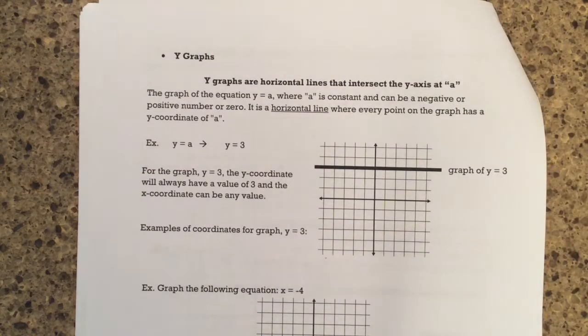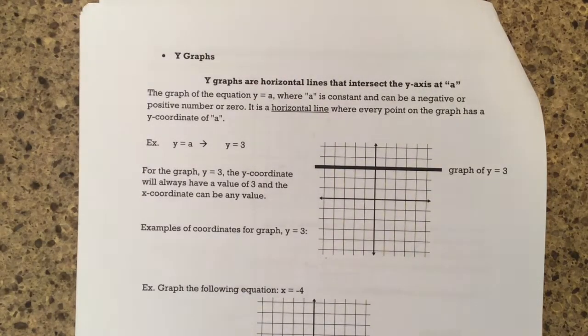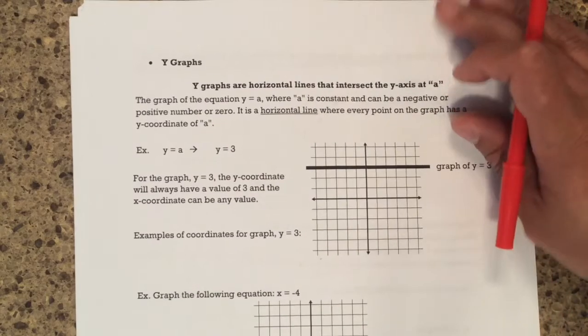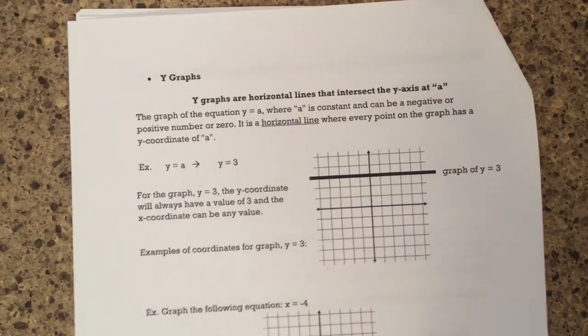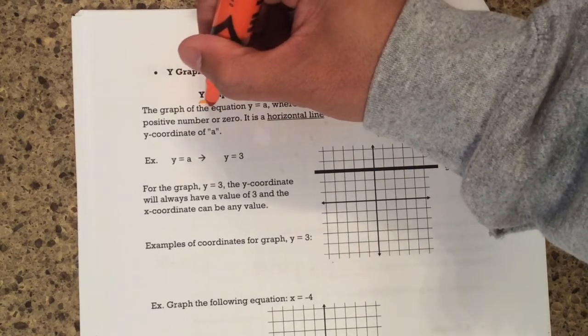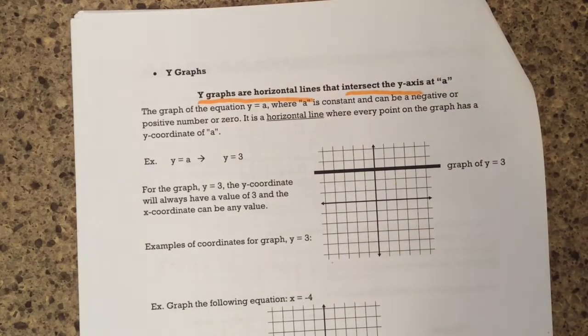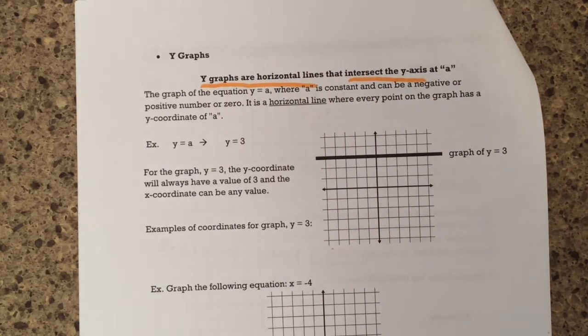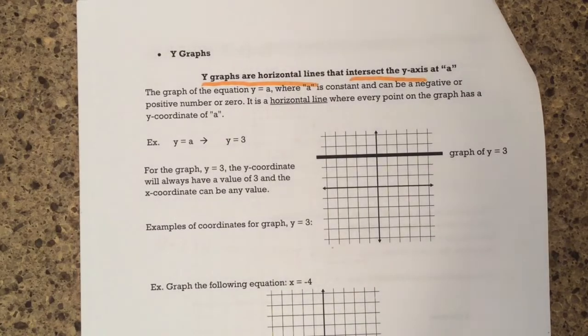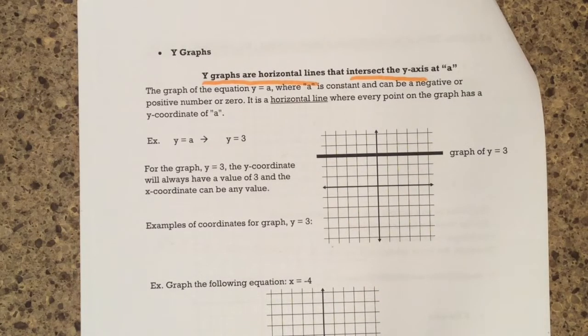Okay, let's go into the next page. So we looked at x graphs. Now let's take a look at y graphs. All right. So it's basically the opposite of x graphs. Y graphs are horizontal lines. Horizontal lines that intersect the y-axis at A, any value of A. The graph of the equation y equals A, where A is the constant, can be a negative or positive number or even 0. It is a horizontal line where every point on the graph has a y coordinate of A.